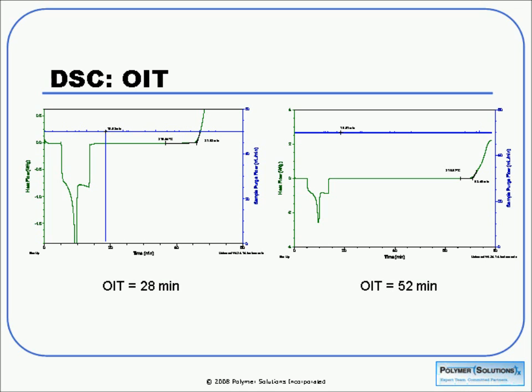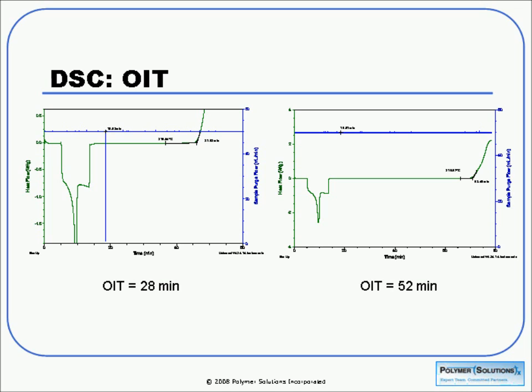So take our sample and put it into an open pan. Doesn't have a lid on it in this case. We're going to heat it up to a specific temperature, usually 200 C for olefins in nitrogen. And then we're going to switch to oxygen and see how long it takes for the degradation to occur.